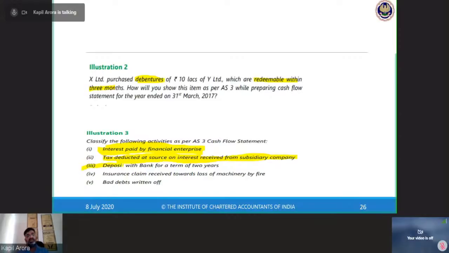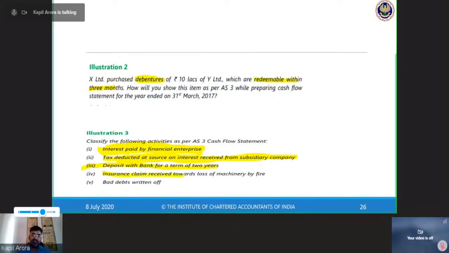Third, deposit with bank for a term of 2 years. I deposited money for a term of 2 years. It is a kind of fixed deposit because I have taken 2 years time here. Where exactly would it go? Since it is coming on the long-term asset side, this will be treated as investment and it will come under investing activities.